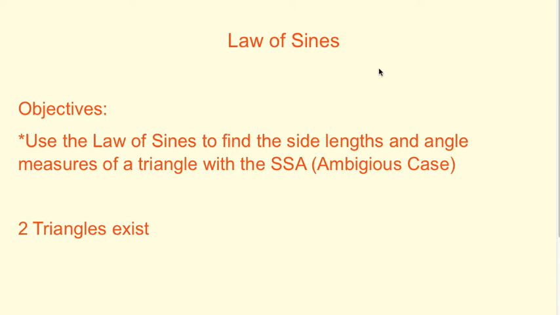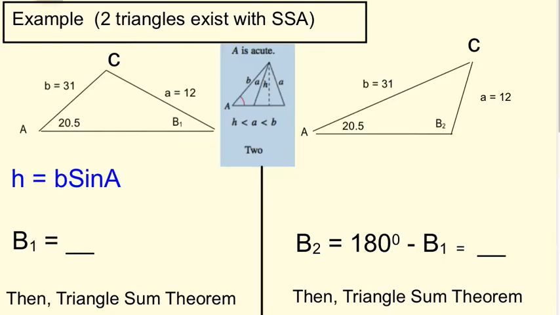We're going to focus on the ambiguous case, the side-side-angle, where two triangles exist and we want to find those missing pieces. All right, so here's our example. We give you angle A, side A, and side B. And I've already drawn the pictures to these two possible scenarios. I want to go back and refer to this piece of our chart for the ambiguous case.